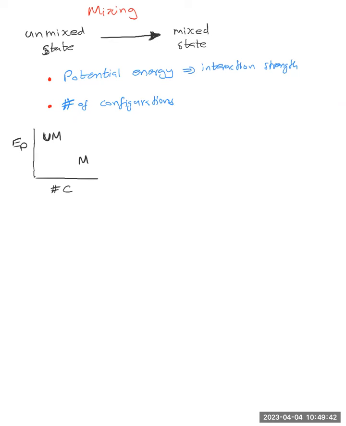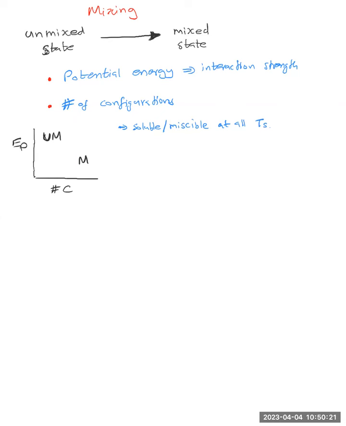Always mixing. We can write soluble or miscible at all temperatures. If we have this situation, why? Because the mixed state is favored by both the potential energy and the number of configurations.